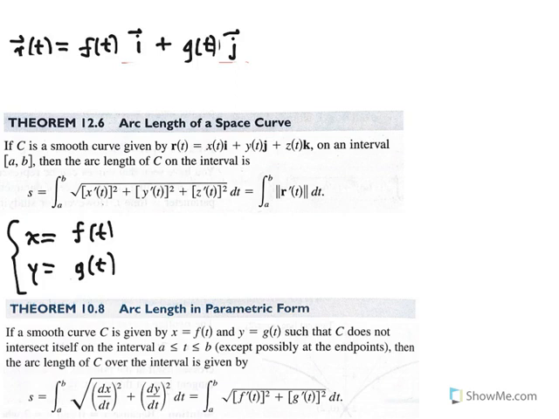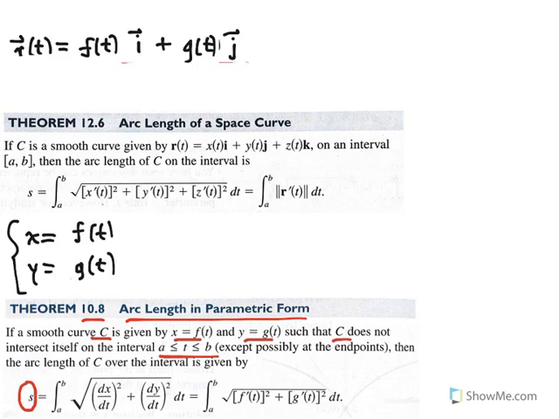Let's take a look at what we learned in Chapter 10, Theorem 10.8, arc length in parametric form. If you have a smooth curve C given by x is equal to f of t and y is equal to g of t, such that the curve does not intersect itself on the interval from t is equal to a to t is equal to b, except possibly at the endpoints, then the arc length of the curve over the interval is given by this definite integral. The definite integral from a to b, where the integrand is the square root of the sum of the squares of the derivatives of your individual parametric equations.